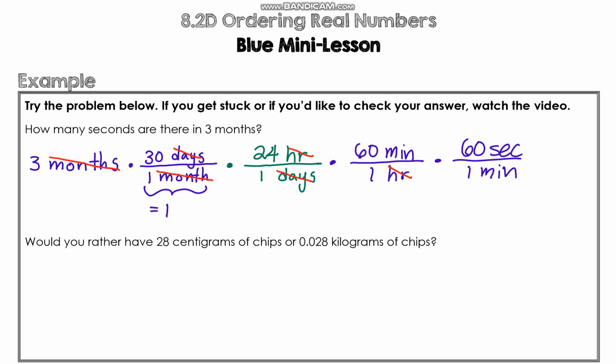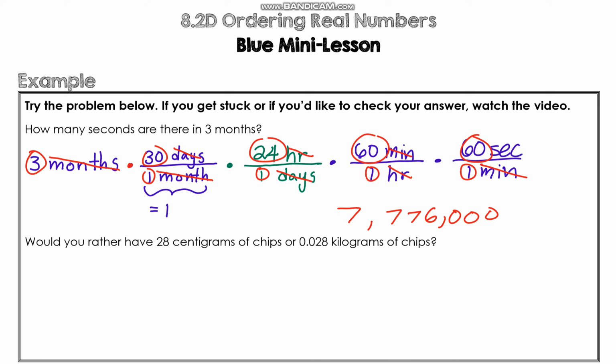So let's see. Cancel the minutes. Notice that all the denominators happen to be 1, so we're not going to be dividing by anything. We're going to take 3 and we're going to multiply it by 30, 24, 60, and then 60 again. Where's my calculator? Here we go. 3 times 30 times 24 times 60 times 60. That gives me 7,776,000. So how close were you? Were you in the millions? Okay.